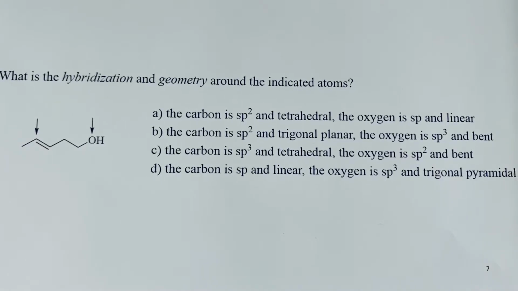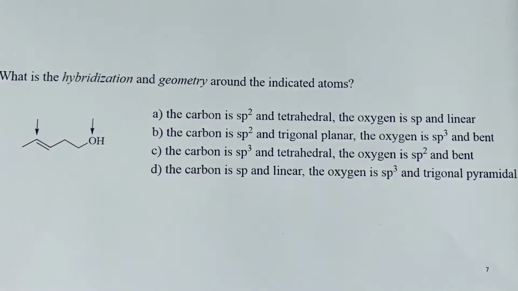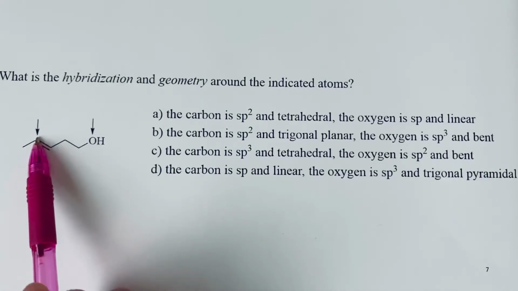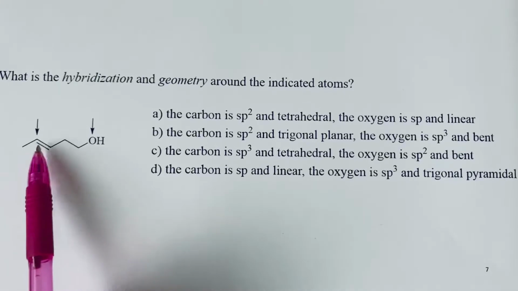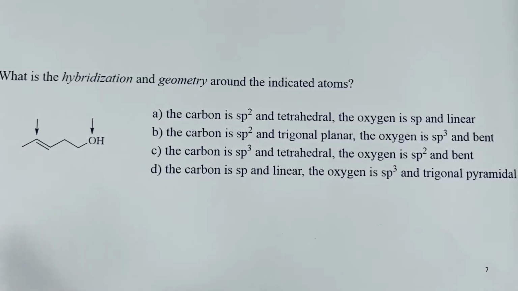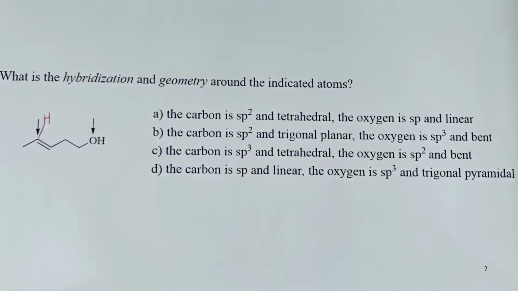What is the hybridization and geometry around the indicated atoms? So the first thing that we are seeing, if we look at this from left to right, is a carbon atom. And we can see that this carbon atom has a single bond to another carbon, a double bond to a carbon. So that accounts for 3 bonds. So there should be one more bond, which would be understood to be a single bond to hydrogen.